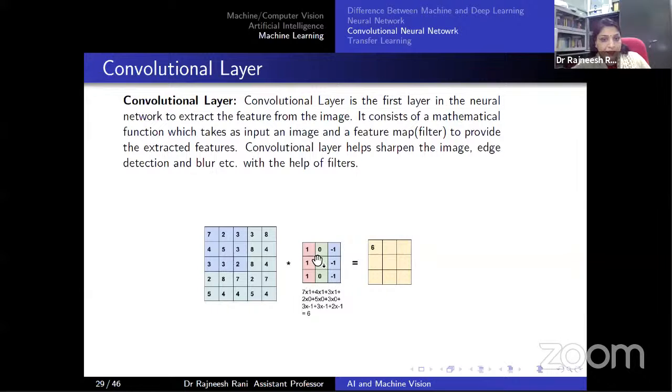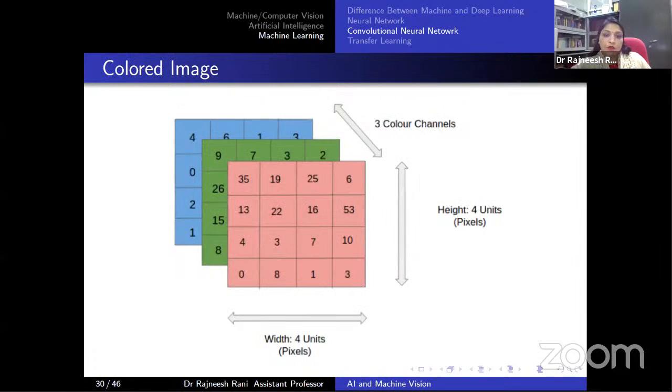So what are you doing basically? You are multiplying each value of the filter with the corresponding image value. That is, 7 into 1 plus 4 into 1 plus 3 into 1 plus 2 into 0 plus 5 into 0, and so on for the corresponding values. When you apply this filter over this image, the value corresponding to this pixel you get is 6. Then when you apply it again, you get the next value, and so on. That is the convolution operation.